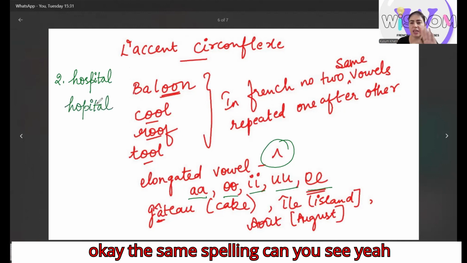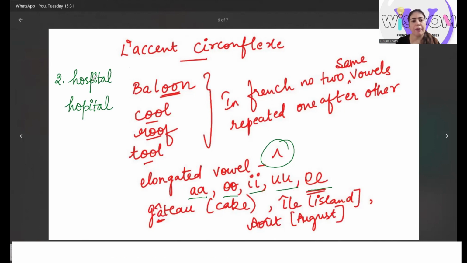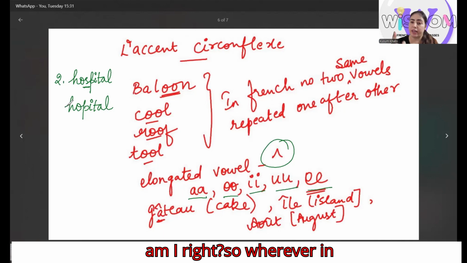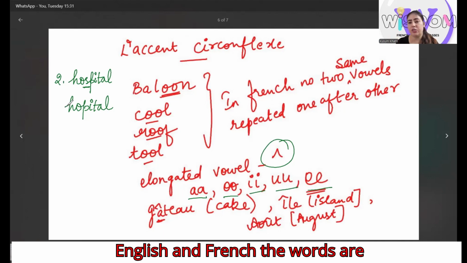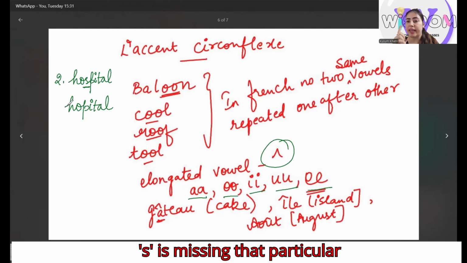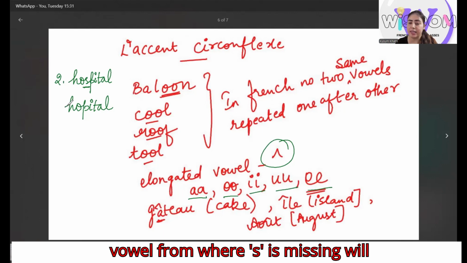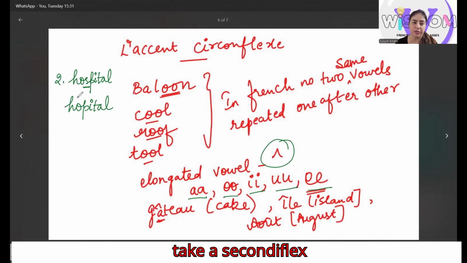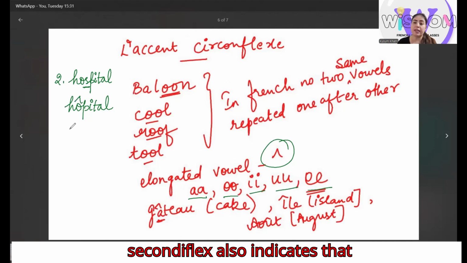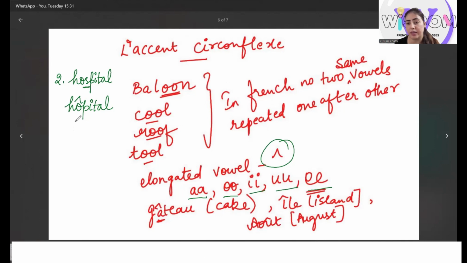Okay. The same spelling, can you see? Yeah. But what is missing? This S is missing. Am I right? So wherever in English and French the words are the same, but only the alphabet S is missing, that particular vowel from where S is missing will take a circonflex. So somewhere the circonflex also indicates that S is missing.